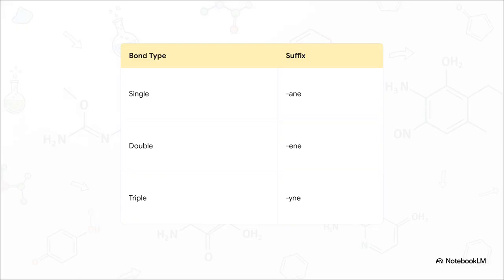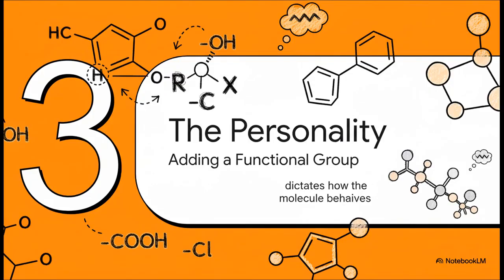So each bond type gets its own special ending or suffix. Saturated compounds, the ones with only single bonds, get the suffix -ane. A double bond gets -ene, and a triple bond gets -yne. So that 3-carbon chain we saw earlier, if it has all single bonds, it's prop-ane. But if it has a double bond, it becomes prop-ene. See how that works?